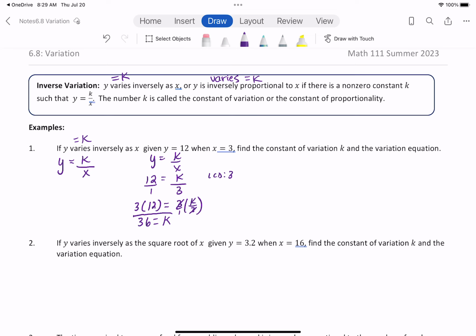So this is the first part of the answer. That's my constant of variation. k is 36. So then to write the variation equation, we just go back to the original, and we're going to substitute in now what we know for k. So k is 36. So my variation equation is y equals 36 over x.